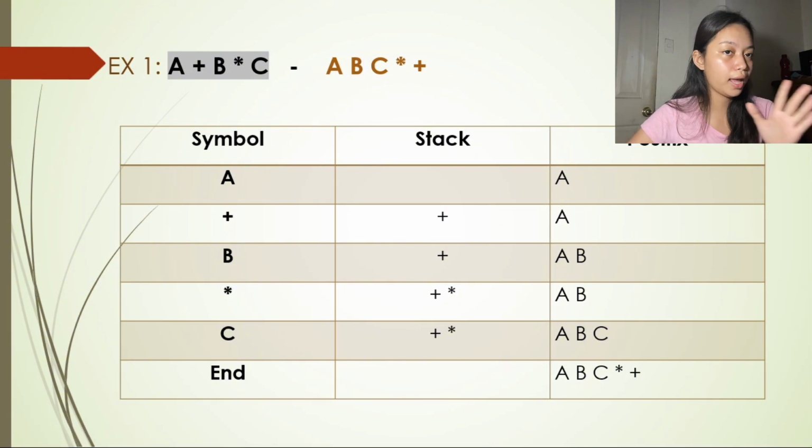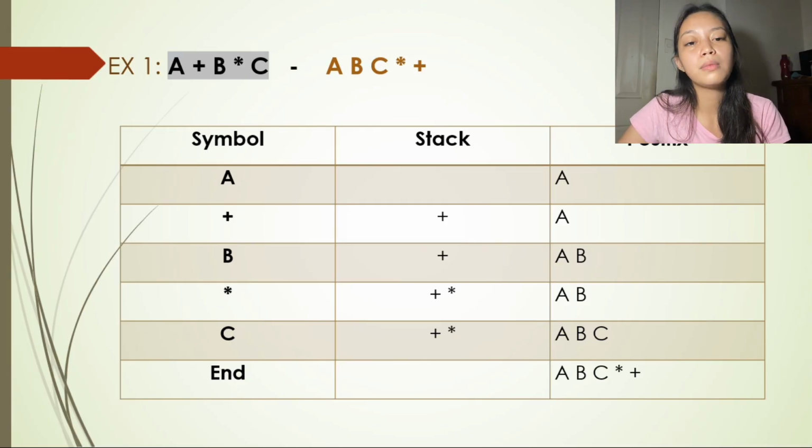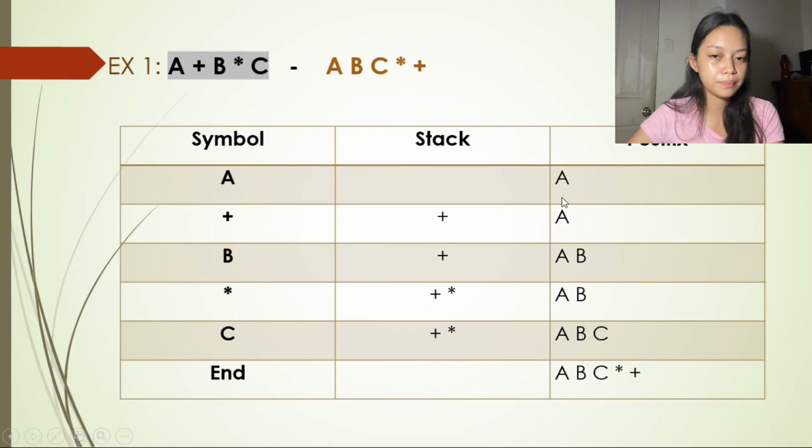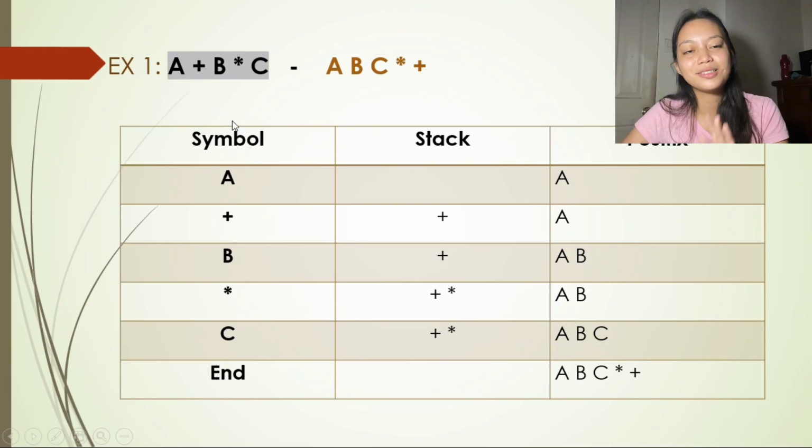Before we scan the expression or the given, we make a table: symbol, stack, and postfix. The symbol column is where you put the symbols you scan, starting from the beginning. The stack is where we put the operators, while the postfix is for the operands. Okay, let's start.